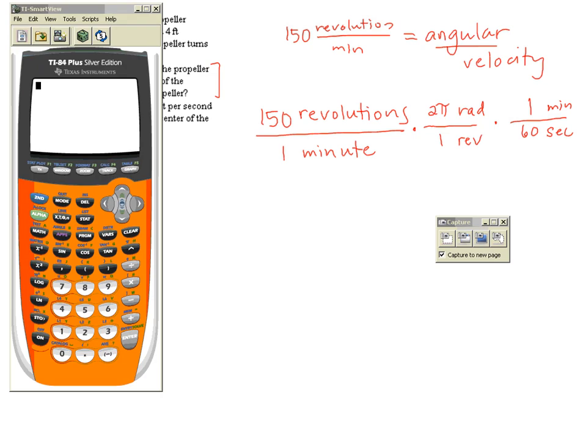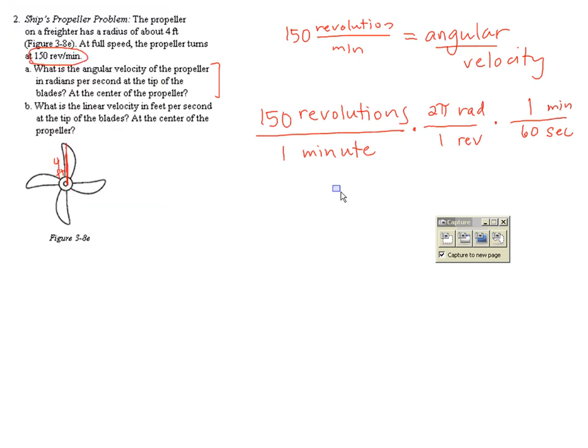So now all I have to do is actually do this calculation. So let me pull up a calculator. Okay, so let's take a look at this. To do this calculation, I just need to multiply across the top and multiply across the bottom. So I'm going to have 150 times 2 pi times 1, which is just 1, divided by 1 times 60, so divided by 60. Okay, so this comes out to be 15, whoa, let's try that again.